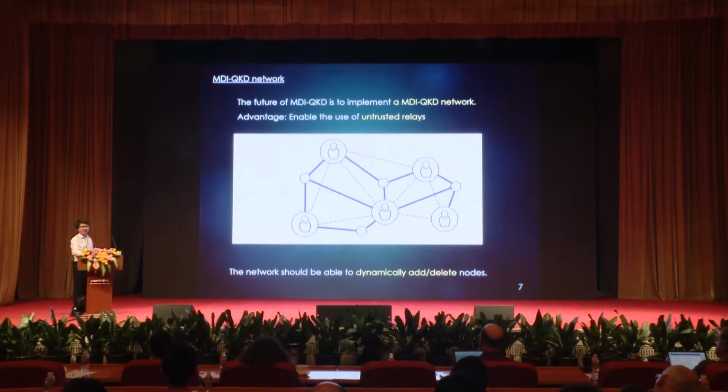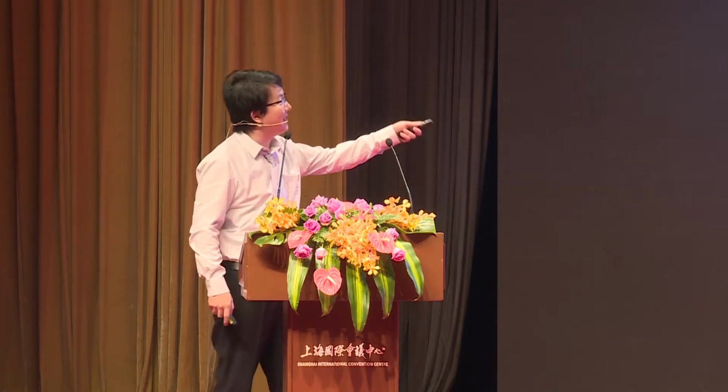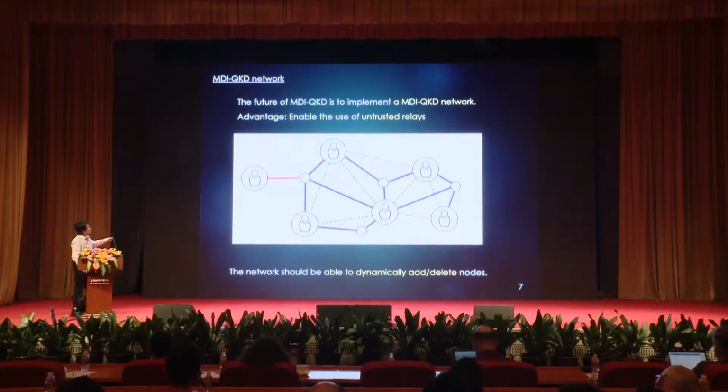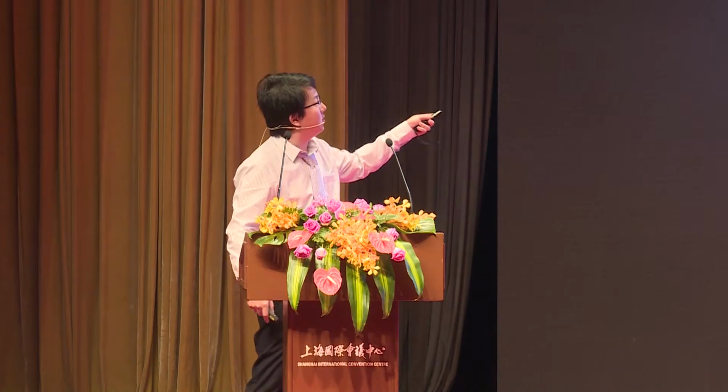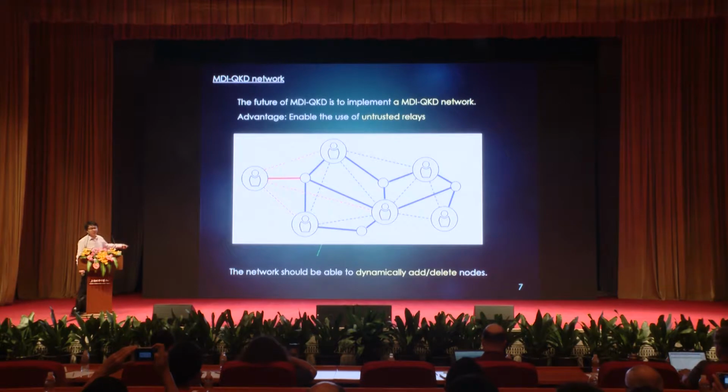Now, we believe that the future of MDI-QKD is to implement an MDI-QKD network. It has the great advantage of enabling the use of untrusted relays, while many implementations of QKD networks so far are based upon trusted relays. An important requirement for one of such networks is that it should be able to dynamically add or delete nodes. For instance, for an existing network like this, if you add a new user like this, then it has to be able to adapt to those new pairs of connections between the new user and the old users, and establish connections according to those pairs of channels.